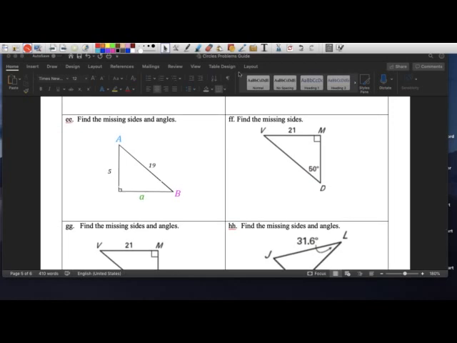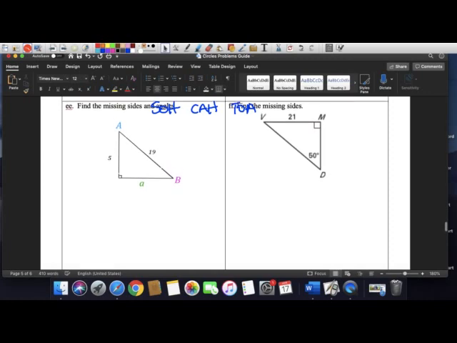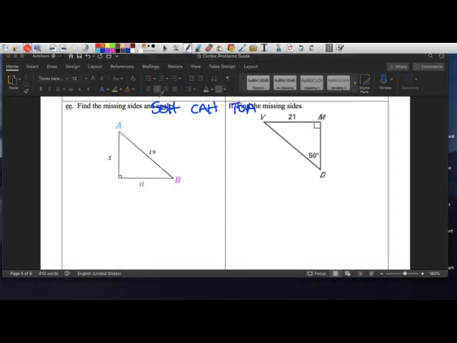Find the missing sides and angles. So this is a right angle triangle. If it's a right angle triangle, we're going to use your favorite, really, really easy, SOHCAHTOA. Let me give myself some room. On this one, we want to find all of them. So let's start with A. Based on this angle right here, that would be my opposite, that would be my hypotenuse, and this would be my adjacent.